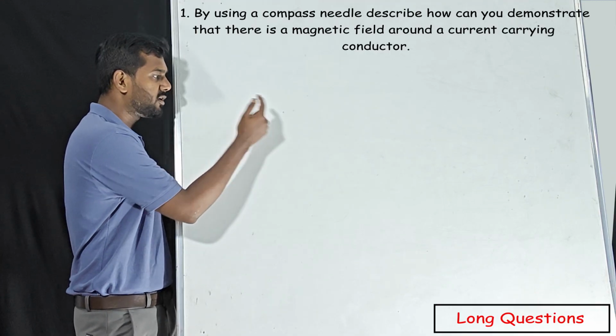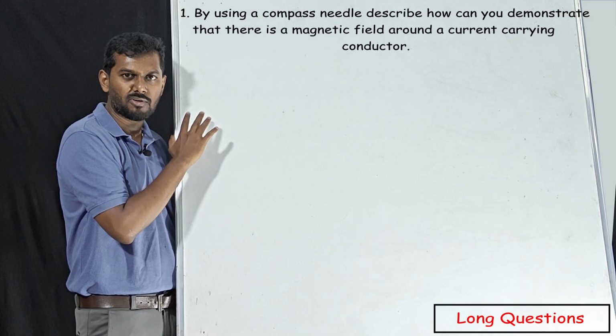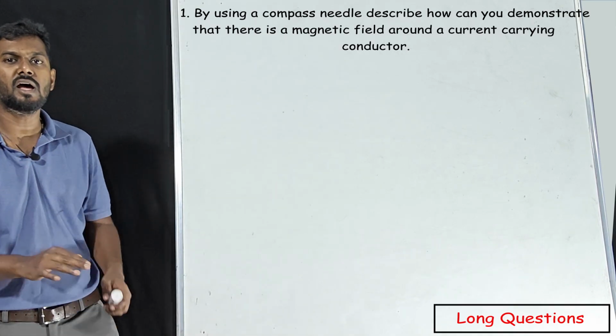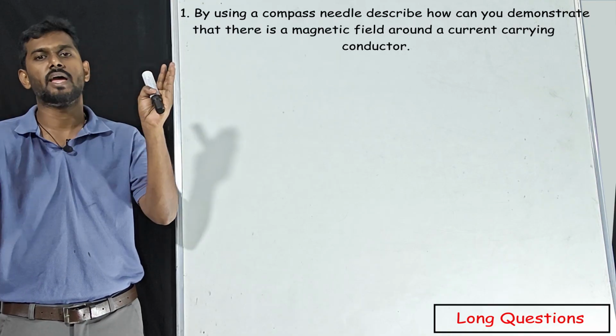When the current flows from north to south, where will be the direction of magnetic field? South to north, where will be the direction of magnetic field? All those things we have learnt in the concept video. That is our first experiment.